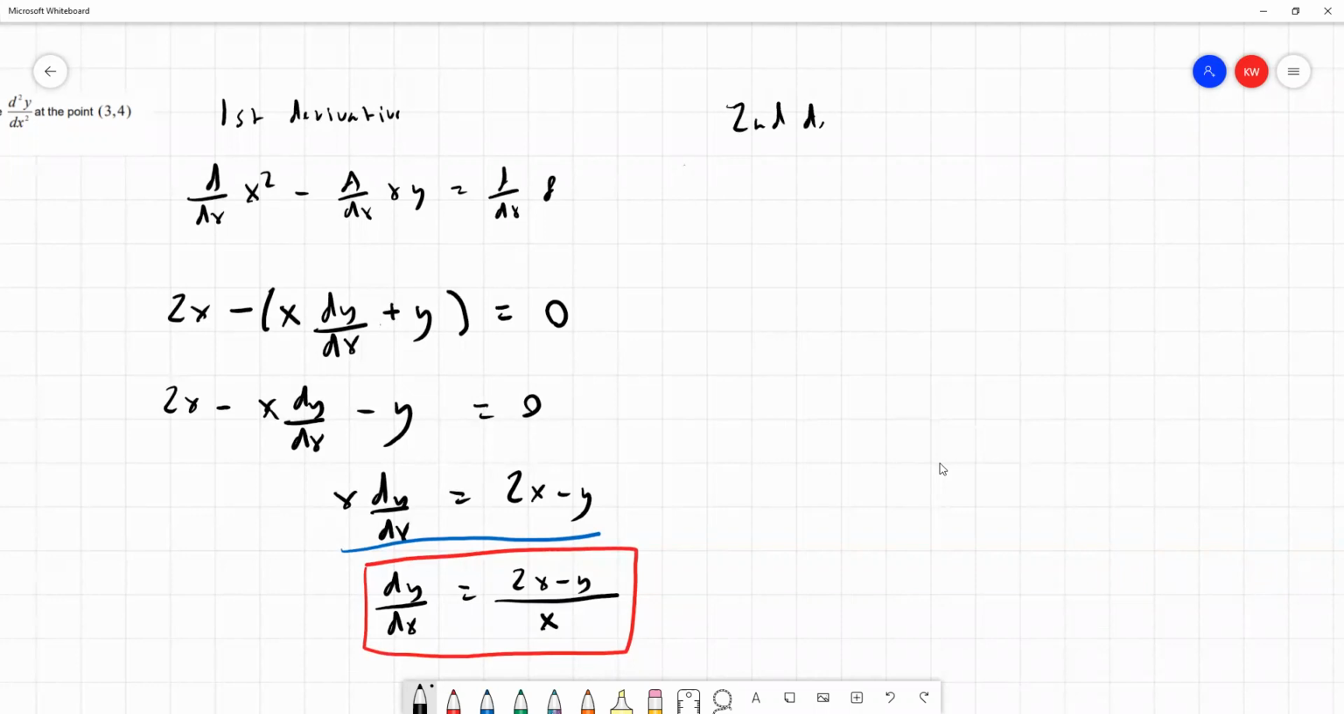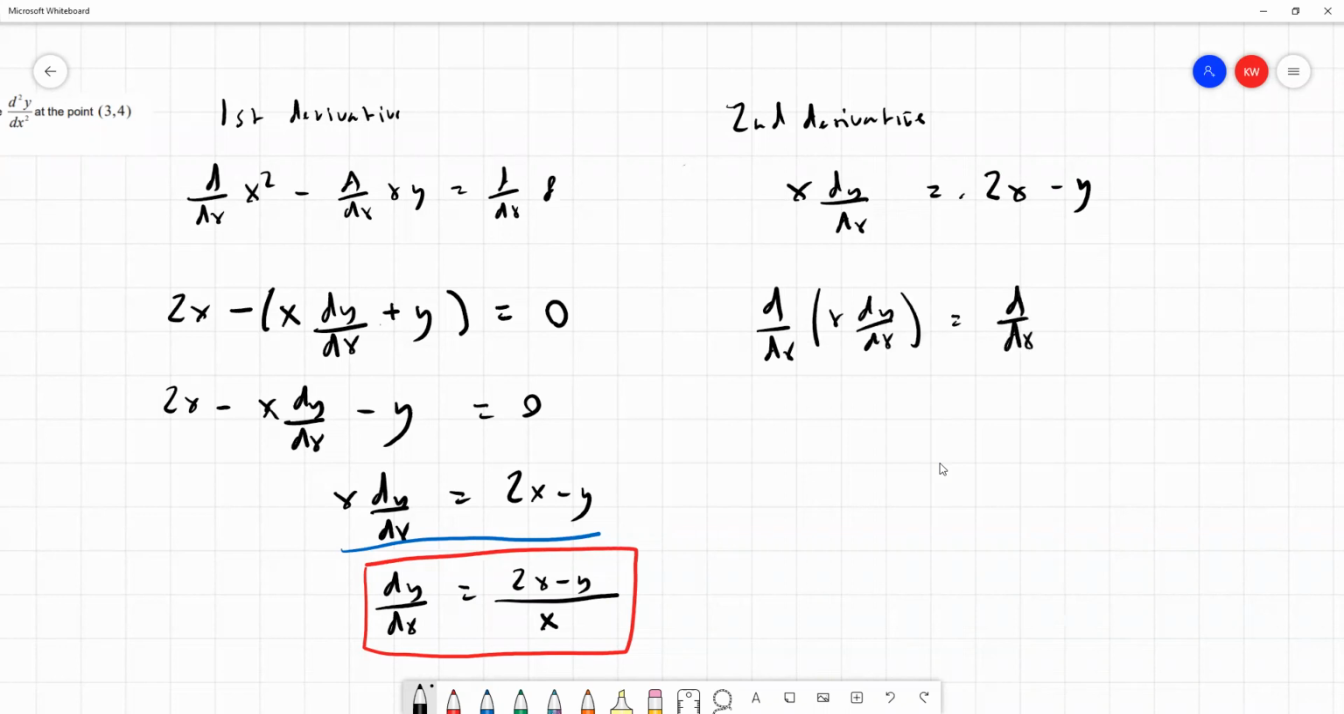So let's have a look at what this gives us for the second derivative. I'll write that out in full. x dy by dx is equal to 2x minus y. So taking the derivative of each side, d by dx of x dy by dx is equal to d by dx of 2x minus d by dx of y. So let's deal with this in order.